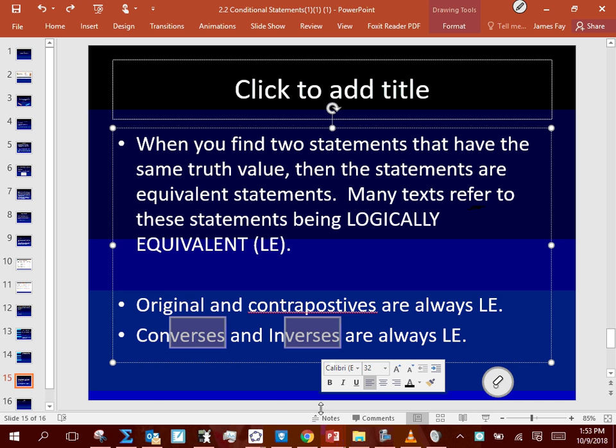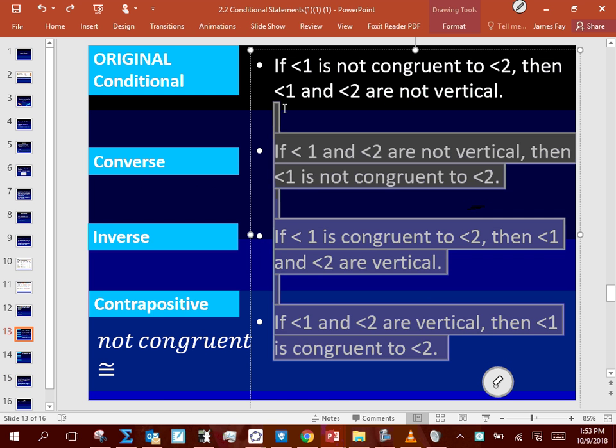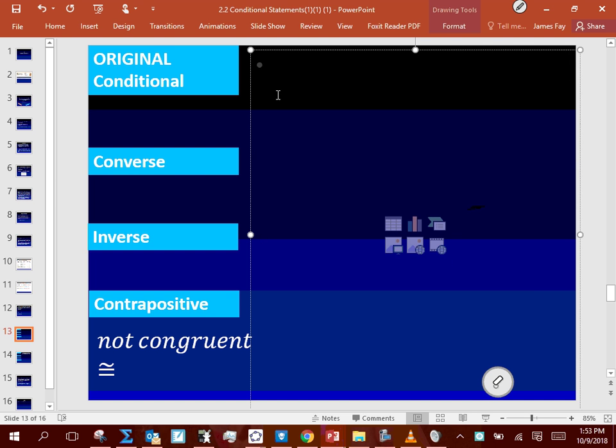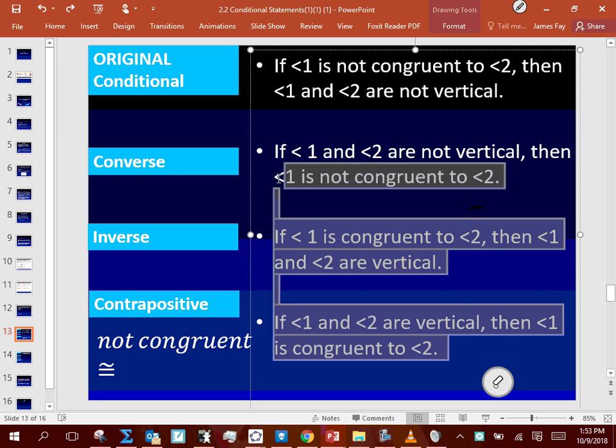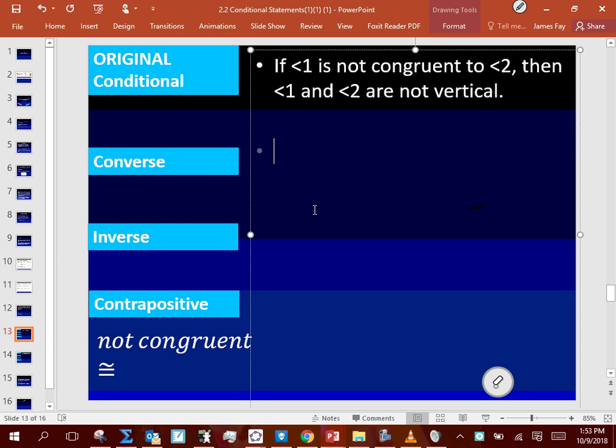So let's do one more, and then we'll jump into a continuation of notes with this stuff. So I want to delete the original. Okay. So we've got that phrase, because if angle 1 is not congruent to angle 2, then angle 1 and angle 2 are not vertical. So I want you guys to write your converse, inverse, contrapositive, and then again we'll reconvene and talk about those truth values.